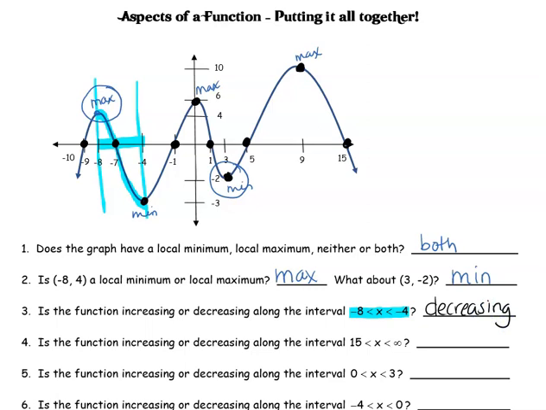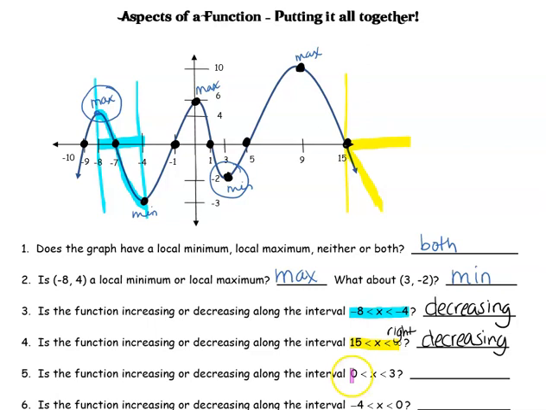Our next interval is from 15 to a positive infinity. Because we're talking about x's, that positive infinity is talking about going to the right. So from 15 forever to the right, I see that my line is going down. So again, that is going to be decreasing.